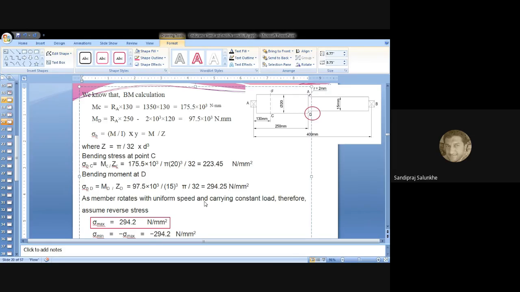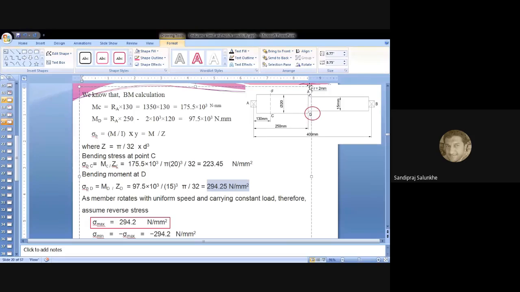Now the stress which is generated at point B is also reversed stress. The stress which is generated at point D is also reversed stress. But which value will you take for the further calculation? Hello? Can anybody answer? Maximum value, and that is 294.25. Okay, so we'll consider this is a repetitive stress which is acting at point D.